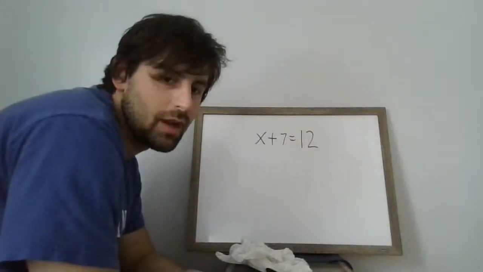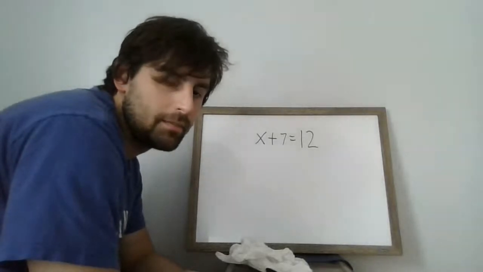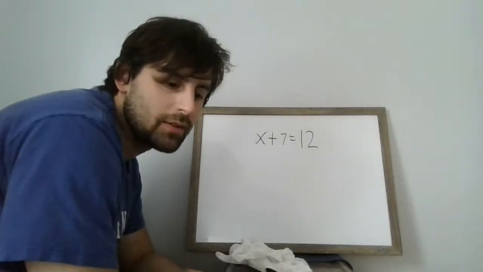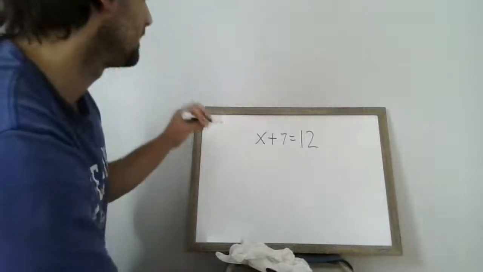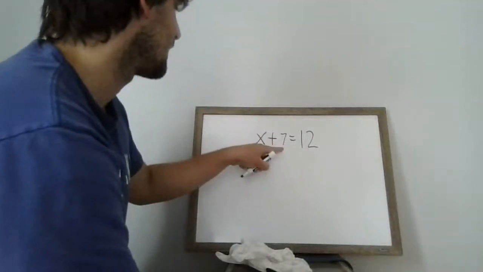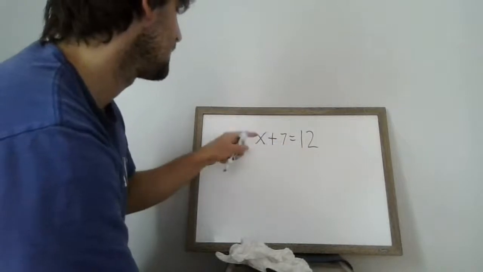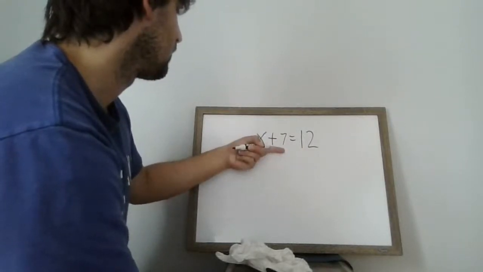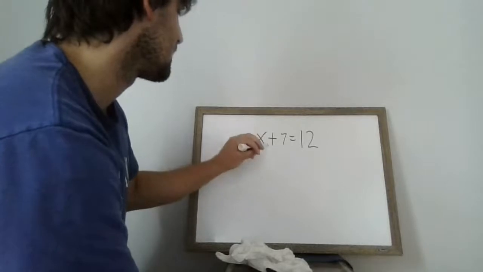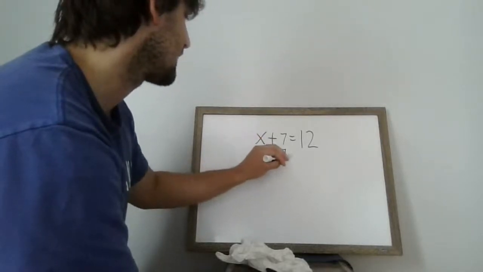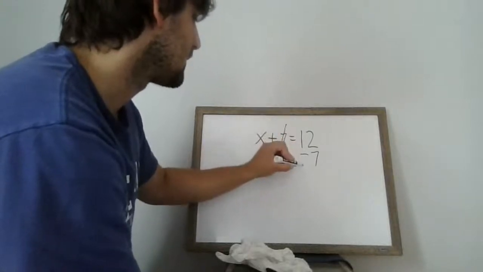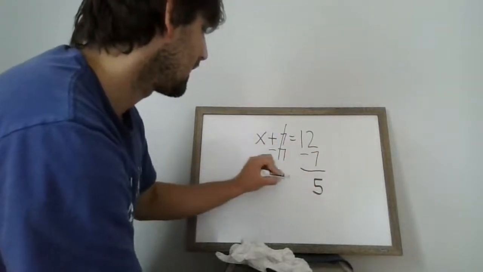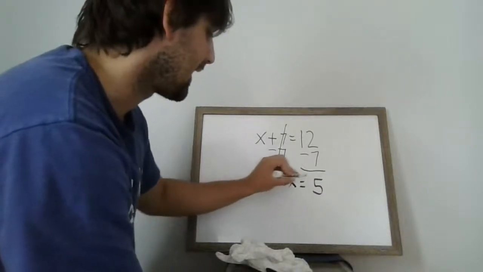x plus 7 equals 12. Again, if you feel confident to try this problem on your own, pause the video, give this problem a shot on your own, and then unpause the video to see if you did it correctly. All right. x plus 7 equals 12. So again, we got to get the 7 to the other side of the equal sign. Since the operation is addition, to get the 7 to the other side, we have to subtract it. Minus 7, minus 7. So 12 minus 7 equals 5. And x equals 5.